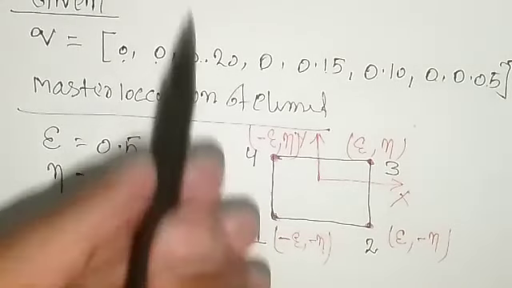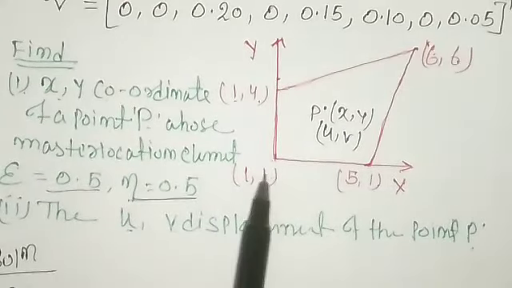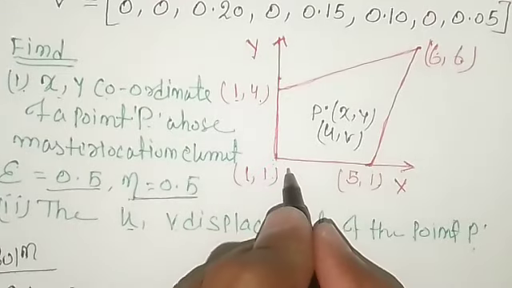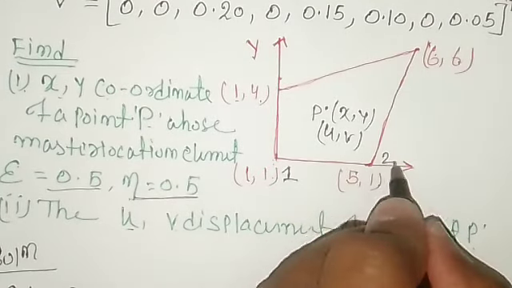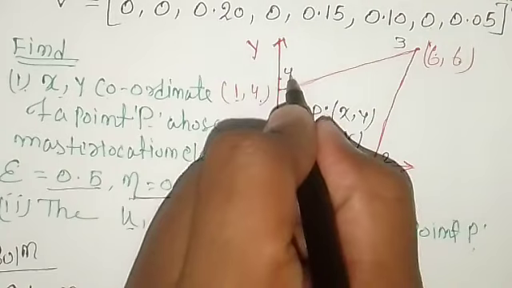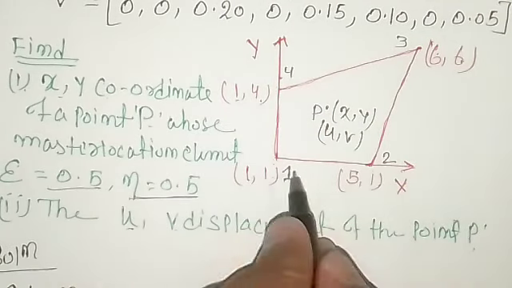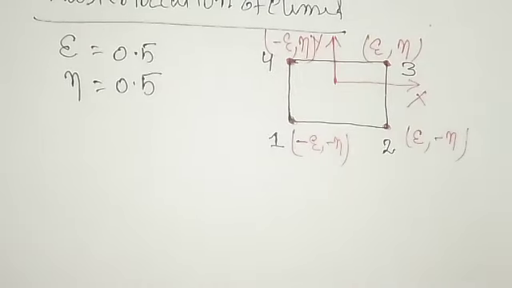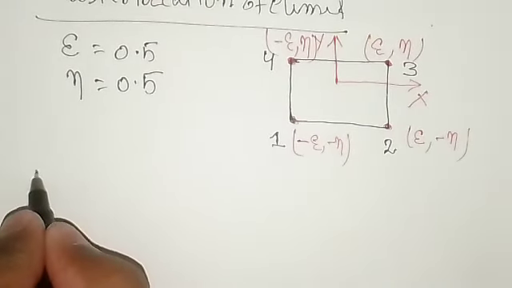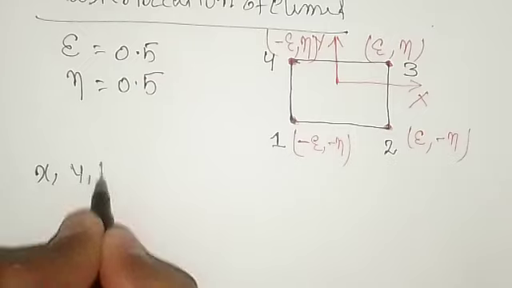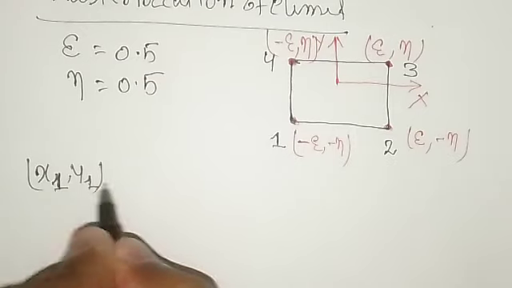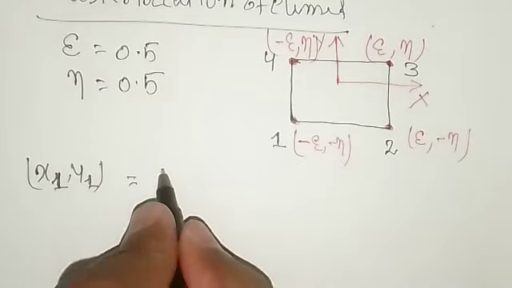Apart from this, we have the coordinates given in the figure, right? These are the coordinates given for node 1, node 2, node 3 and node 4. So the coordinates are given as x1, y1, x2, y2, x3, y3, x4, y4. Also we can find x1 comma y1, right? x1 comma y1 is equal to what? That is given as 1 comma 1.